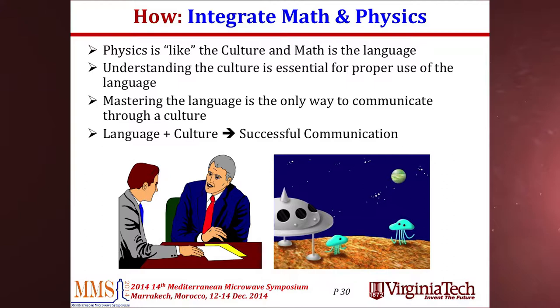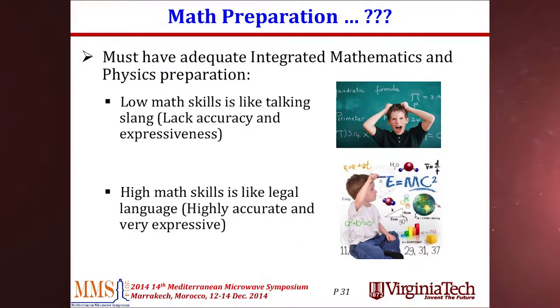If I walk here in Morocco, I understand the culture to some extent, and I'm not good at the language. There is a language barrier. There is a barrier right away. And the opposite, if I understand the language very well, I brought books and I read them, but I have no idea about the culture, I can just shoot my mouth off and offend someone, right? So we really need both, understanding the language and the physics. The language and the culture give us the ability to do successful communication. If they understand each other's language and each other's culture, they can communicate.